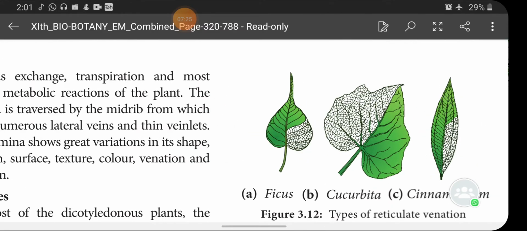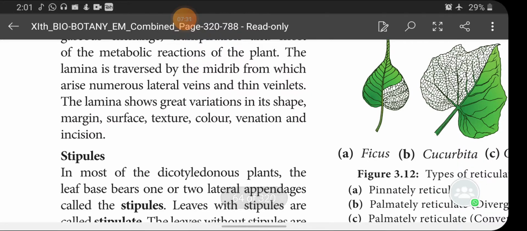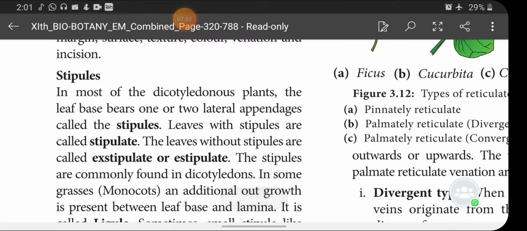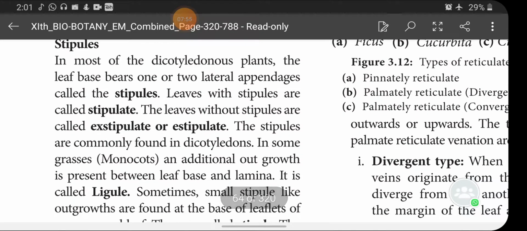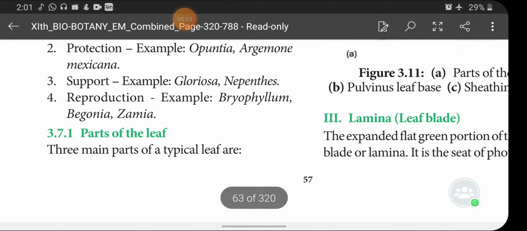Okay, there are two types of venation we could see behind this. Midrib from which arise numerous lateral veins and thin veinlets. The lamina shows great variation. See, in different types of plants, the lamina of leaves are different in shape, margin, surface, texture, color, venation and incision and all. Then stipules. In most of the dicotyledonous plants, the leaf base bears one or two lateral appendages called the stipules. Okay, so that we can see in the picture of the leaf diagram.